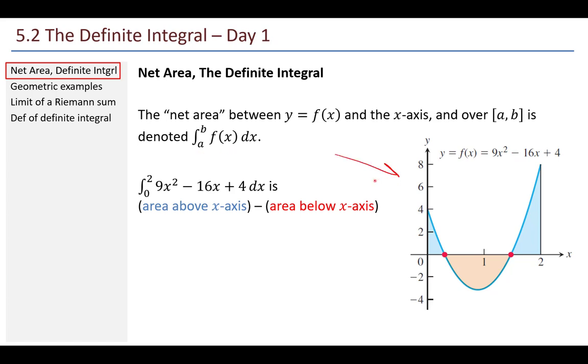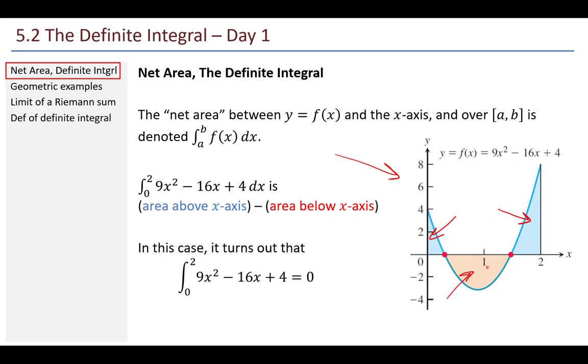For example, let's take a look at the picture on the right. That shows the definite integral from 0 to 2 of 9x squared minus 16x plus 4. And geometrically, we think of it as the area above the x-axis minus the area below the x-axis. In this case, it turns out that the definite integral from 0 to 2 of that function actually equals 0. It's the same area above the x-axis as there is below. Those two areas balance each other out exactly.